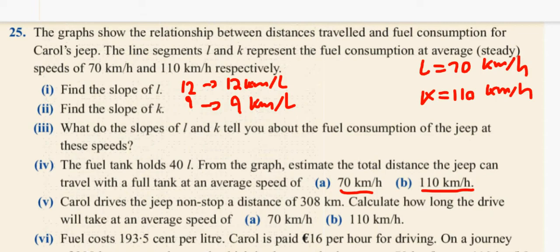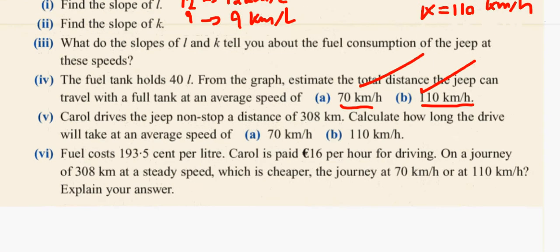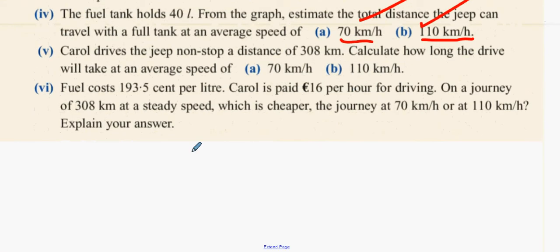Carol drives the Jeep non-stop for a distance of 308 kilometres. Calculate how long the drive will take at an average speed of 70 and an average speed of 110. Okay, what type of question is this? It's a time question.